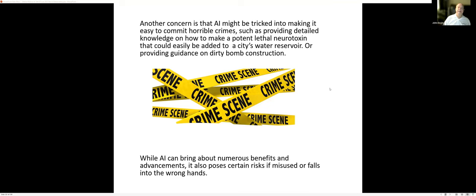Another concern is that AI might be tricked into making it easy to commit horrible crimes, like providing detailed knowledge on how to make a potent lethal neurotoxin that could be easily added to the water reservoir, or providing guidance on dirty bomb construction. While AI can bring about numerous benefits and advances, it also poses certain risks if misused or if it falls in the wrong hands. In fact, not too long ago, I met a guy who is an expert on biological weapons, and he is a consultant to OpenAI to try and come up with techniques that would prevent the dissemination of knowledge to unauthorized personnel about neurotoxins and how you might make them at home.